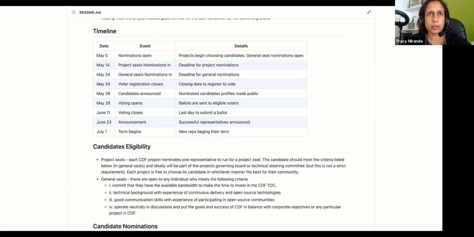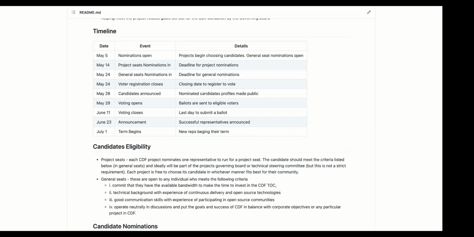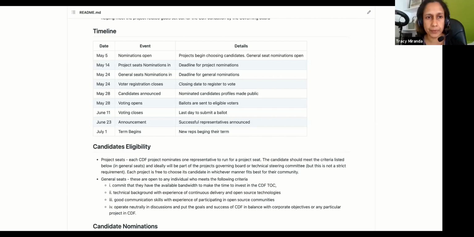I had a couple of other questions, which I'll just go through. Do you have to choose whether you're going to be a project seat or a general seat, or is it either or? Are they mutually exclusive? They are not. So you could, in theory, run for both. We do have the deadline for the project seats a bit earlier than the general seats, so that people can see who is being put forward for the project nominations ahead of time, and they can adjust as necessary. Okay, perfect.